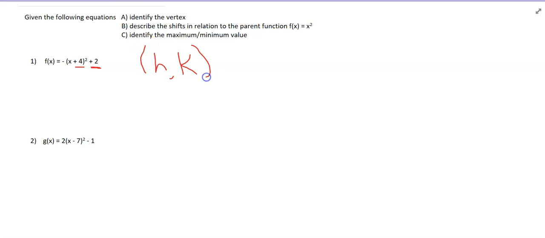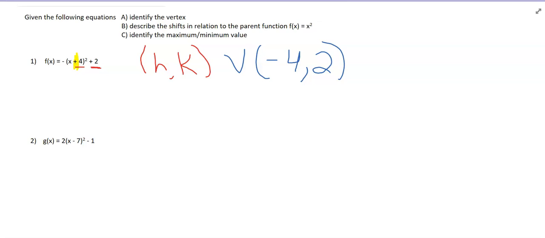that when we're looking at the equation in vertex form, the sign for the h, or the x coordinate of the vertex, will switch. So for my vertex, I have a -4, +2. That's my (h, k). So that's part A.